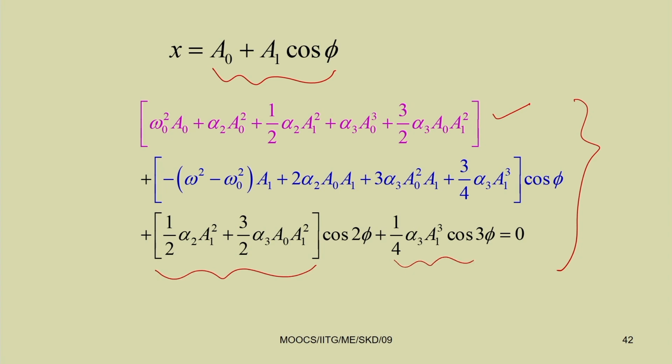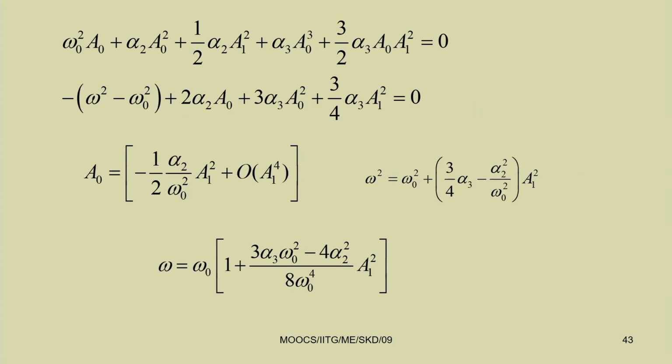As we have taken two terms here, we can equate the constant term equal to 0 and also the coefficient of cos phi equal to 0. By doing that, we got two expressions. This is the constant term equal to 0 and this is the coefficient of cos phi equal to 0. By putting the constant term equal to 0, we got the expression omega 0 square a 1 plus alpha 2 a 0 square plus half alpha 2 a 1 square plus alpha 3 a 0 cube plus 3 by 2 alpha 3 a 0 a 1 square equal to 0. And the second expression, by substituting the coefficient of cos phi equal to 0.